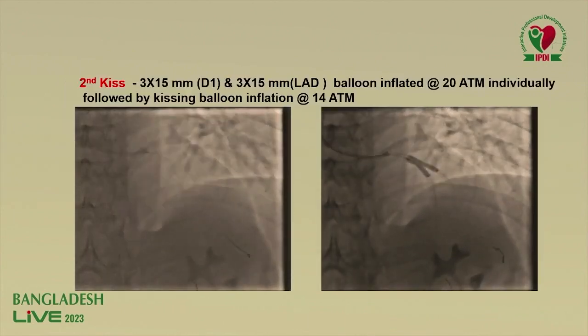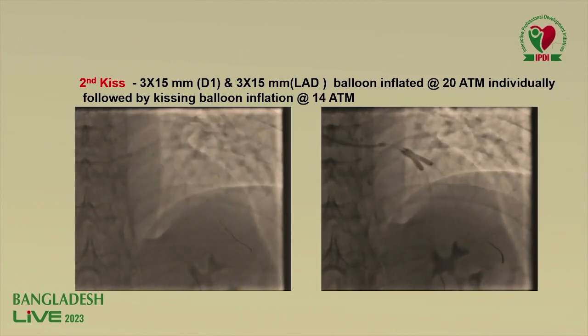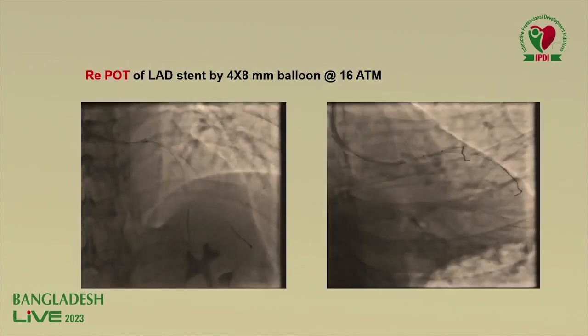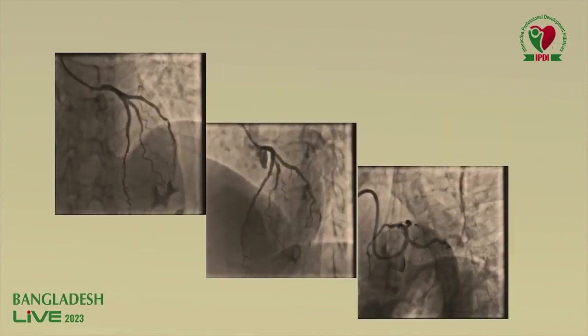The second case was done with a 3 into 15 millimeter balloon in both D1 and LED at 20 atmosphere individually, followed by kissing balloon inflation at 14 atmosphere. Re-POT of the LED stent was done with a 4 into 8 millimeter balloon at 16 atmosphere. Then the final angiogram showed LED and diagonal well revascularized with good distal flow.